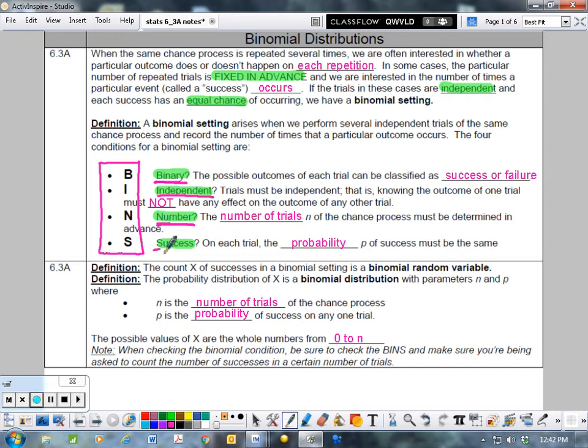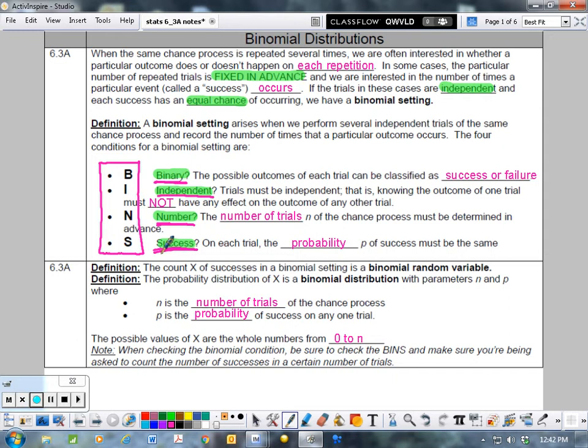And then S means success, which is that on each trial, the probability P of success must be the same. This kind of comes from independent, because if they are dependent, then that probability is going to change. Each time I pick a person, the probability will change for the next person if I don't get to pick them again. So non-replacement means that they're dependent, which then will violate the success condition also. So these are our 4 conditions for a binomial setting.